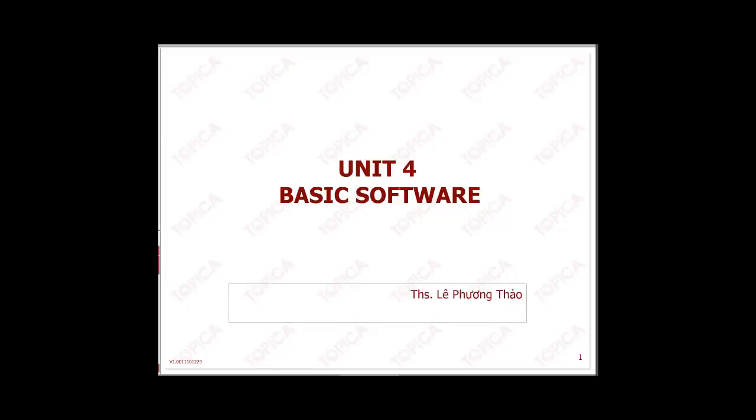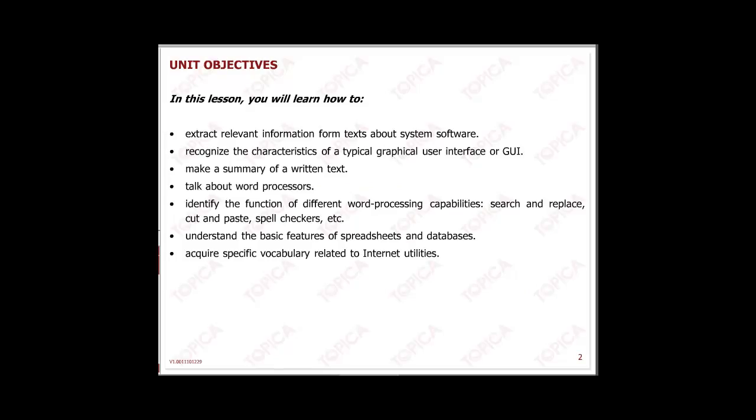Now, welcome to Unit 4 of the program, Basic Software. Unit Objectives. By the end of this unit, you will be able to: 1. Extract relevant information from text about system software. 2. Recognize the characteristics of a typical graphical user interface, or GUI. 3. Make a summary of a written text.